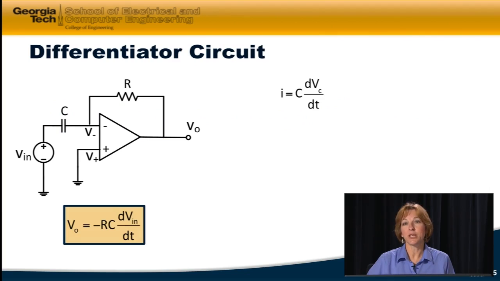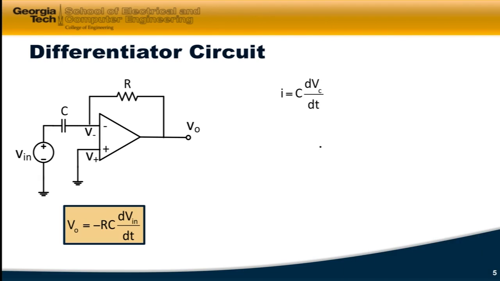Let's start with the differentiator circuit. In this circuit, everything is based on the IV characteristics of a capacitor: I is equal to C dVc/dt. We're also going to use the ideal characteristics of an ideal op-amp: zero current going into these two terminals, and the voltage drop across here is zero.